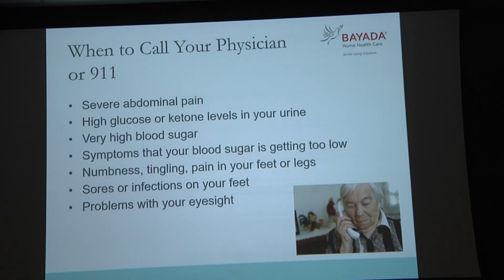Some more things: severe abdominal pain, high blood glucose, or ketone levels in your urine. Obviously, you wouldn't be able to check the urine right now, but if you have high blood glucose, like high blood sugar, you'd be able to tell that. Symptoms that your blood sugar is getting too low, like feeling faint or a little bit of confusion. Numbness, tingling, or pain in your hands and feet. Any sores or infections in your feet, you want to call the doctor about, and any changes in your vision, you want to contact a physician.